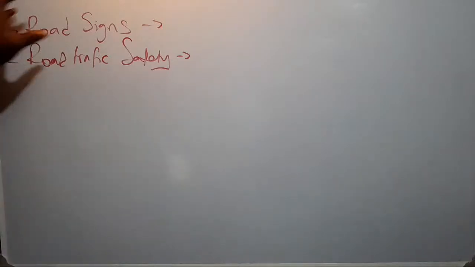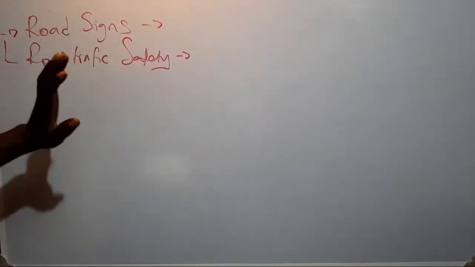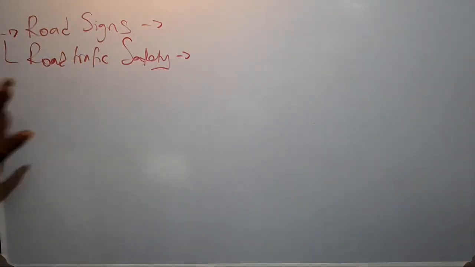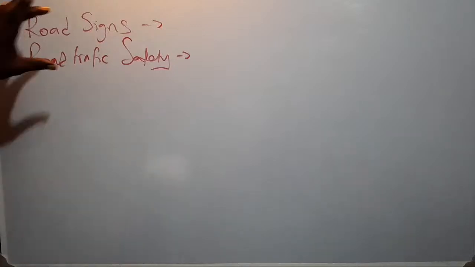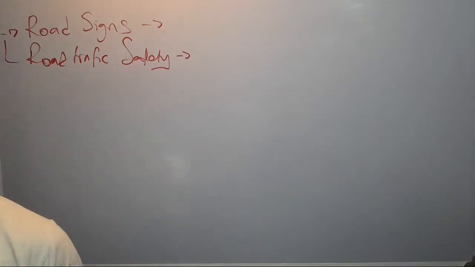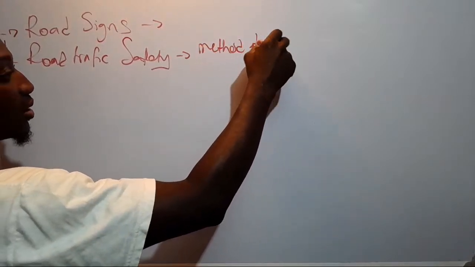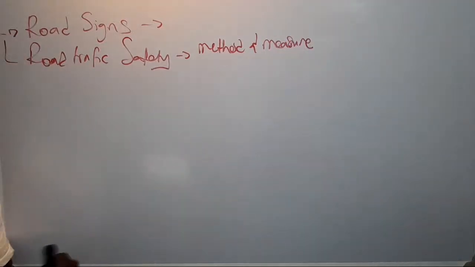So road sign is under road traffic safety, which is said to be an approach or a system or a method that measures, it's a method and measure that does what? Prevents. It reduces to the barest minimum the chances of having to experience accidents by road users.